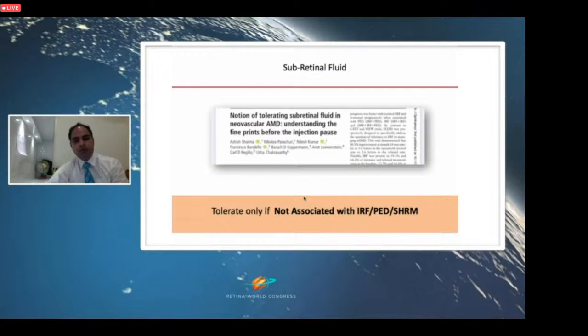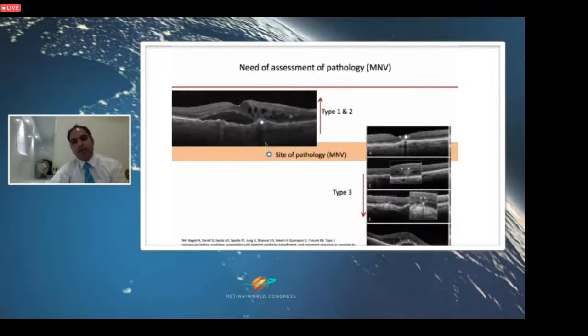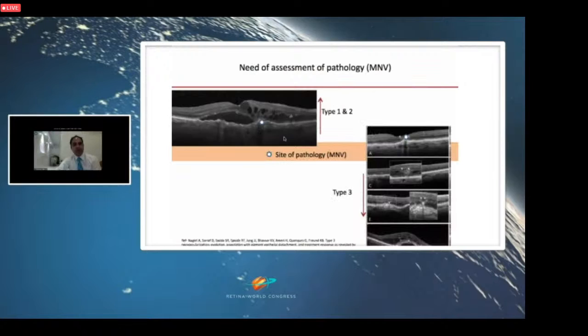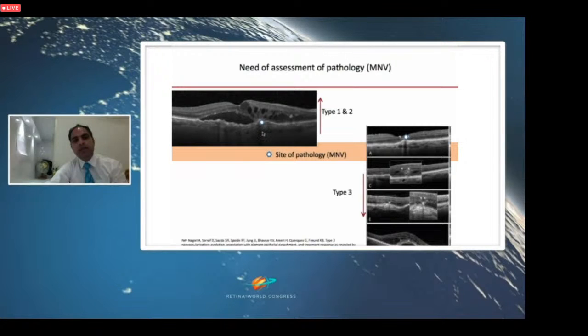looking at the fluid, for example, in type 1 and type 2 MNV, where the pathology starts at the choroid and then everything goes up, IRF probably comes in when you have the destruction or disruption of the ELM and the photoreceptors. That is why there is a poor prediction whenever you have IRF on the cards.